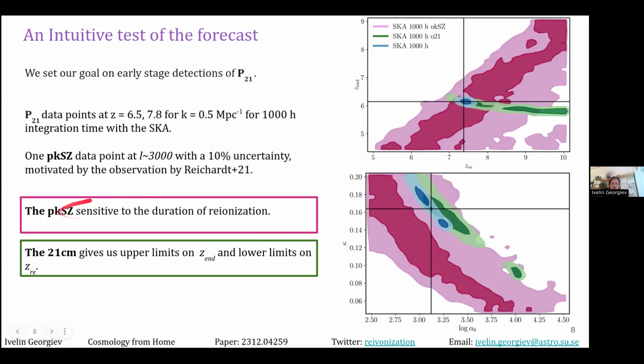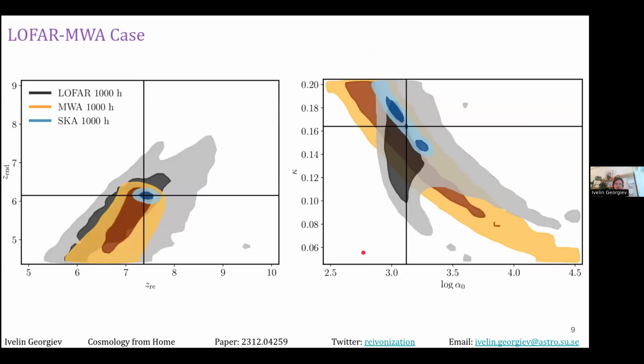Well, when we turn off our data of the PKZ and only fit with the 21 centimeter data that we have, but no PKZ, we're sort of sensitive to the endpoint of reionization, but maybe less exactly to where the duration is. And here we constrain the parameter space differently. What's important then is when we look at both of them together, the data are complementary to each other, so it betters our inference of the parameters of reionization.